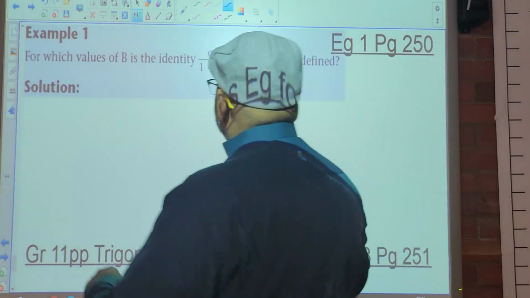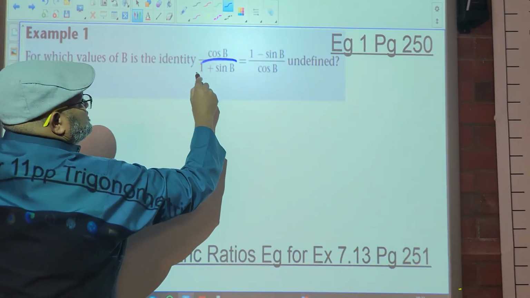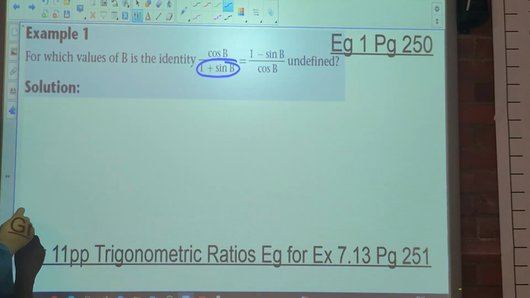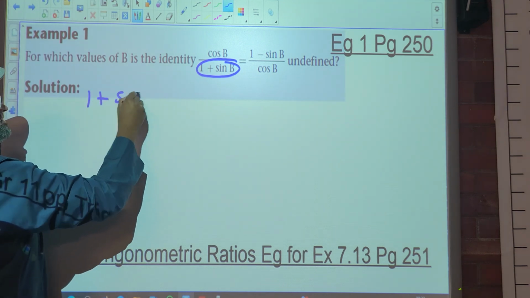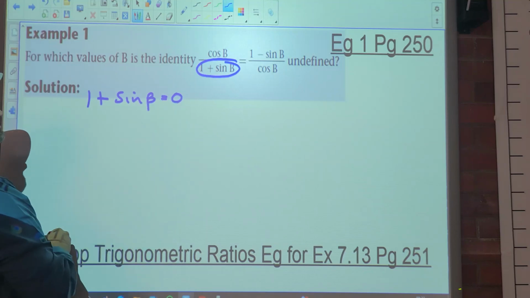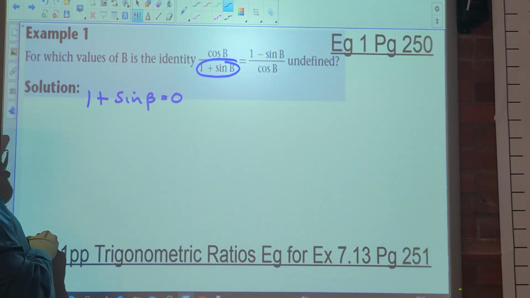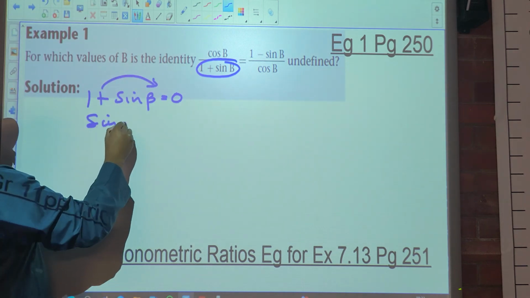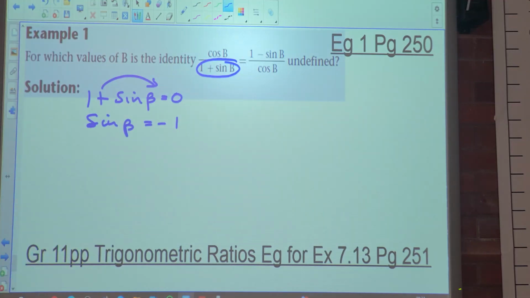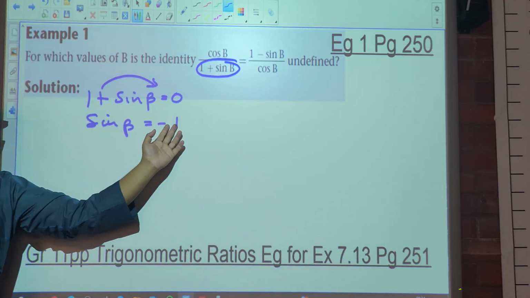Okay. So where else is it undefined? Is when the denominator is equal to 0. Yes, it's when the denominator is equal to 0. So 1 plus sine beta is equal to 0. That is where it's undefined. Okay? Alright, so we take it over the equal sign. What do we get? Sine beta is equal to negative 1. So what did I say if it's negative 1, 0 or 1?